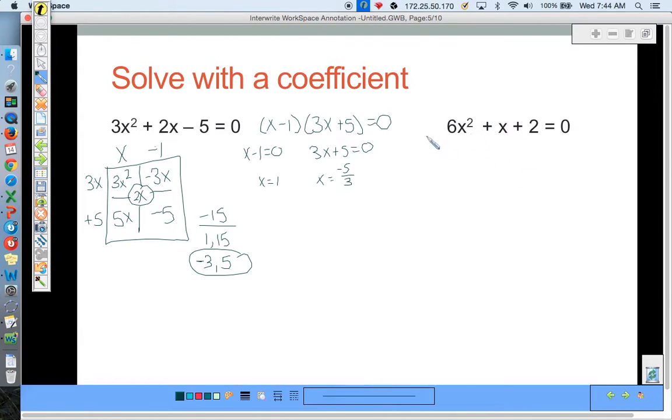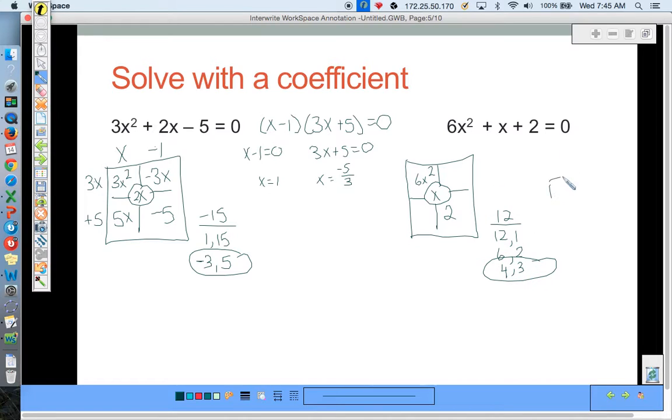So why don't you pause the video and try this next one. So let's see here, we have 6x squared, x and 2. A times c, that's 12. So we have 12 and 1, 2 and 6, 3 and 4. Let's see, but we need it to be positive 12. Oh, let's see. 12 and 1, 6 and 2, 4 and 3. If we did 2 negative, so I'm going to say this one is not factorable.